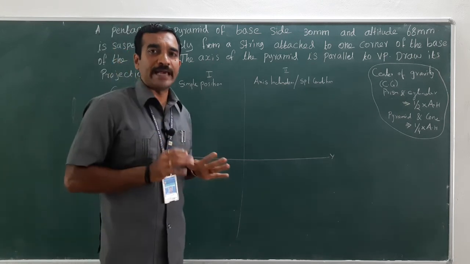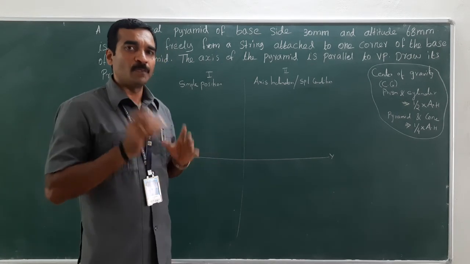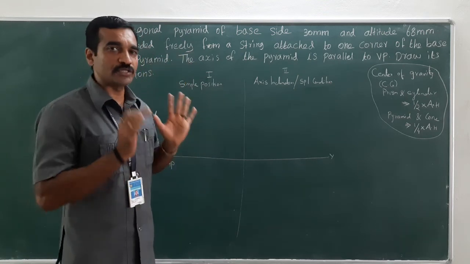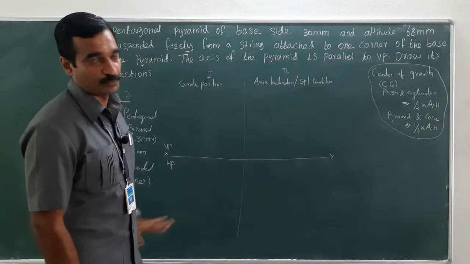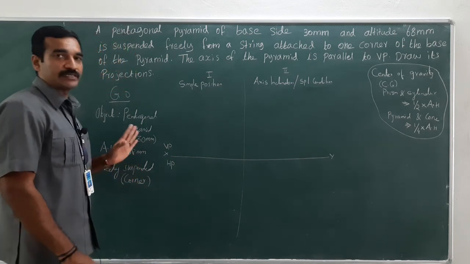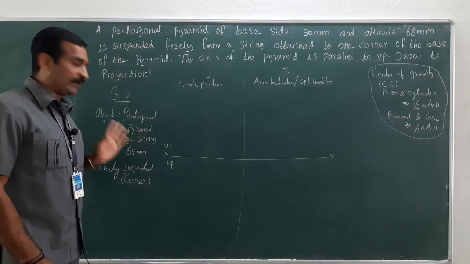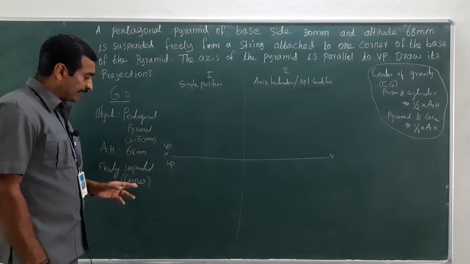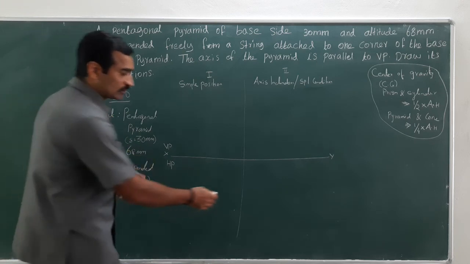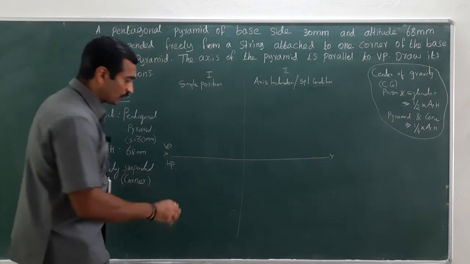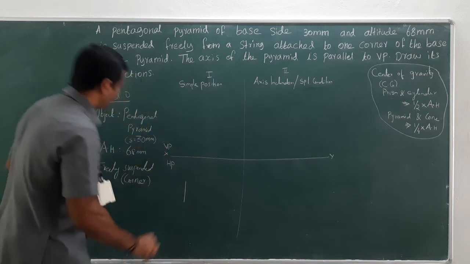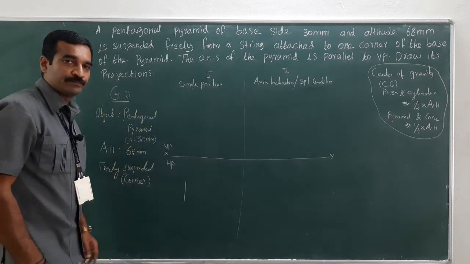Where to start the diagram? Where to capture the true shape? As being freely suspended, the first drawing should always be on the HP. So here the object is a pentagonal pyramid of side 30 mm. How is it hung? By a corner. So the corner should come on the right hand side. So first draw a line of side 30.